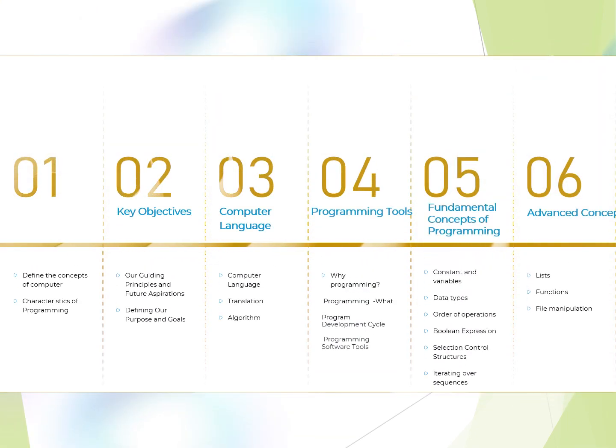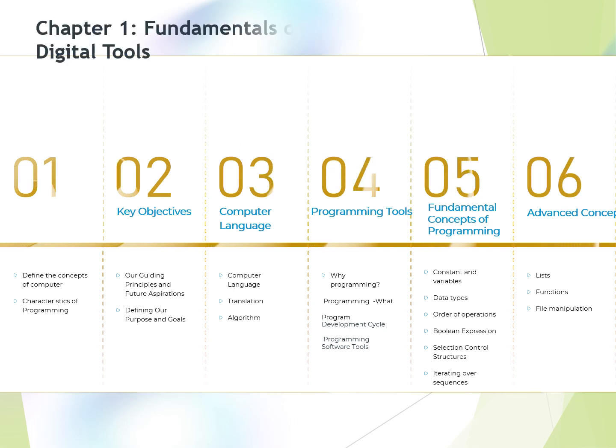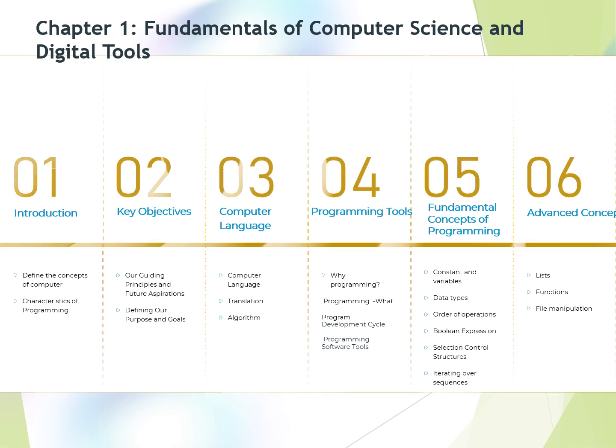Now we begin with the outline of Chapter 1, titled Fundamentals of Computer Science and Digitals, which is organized as follows. Introduction. Firstly, we introduce the basic concepts of computer systems. Their components include user, hardware, and software. Also, we define operating system functionalities.